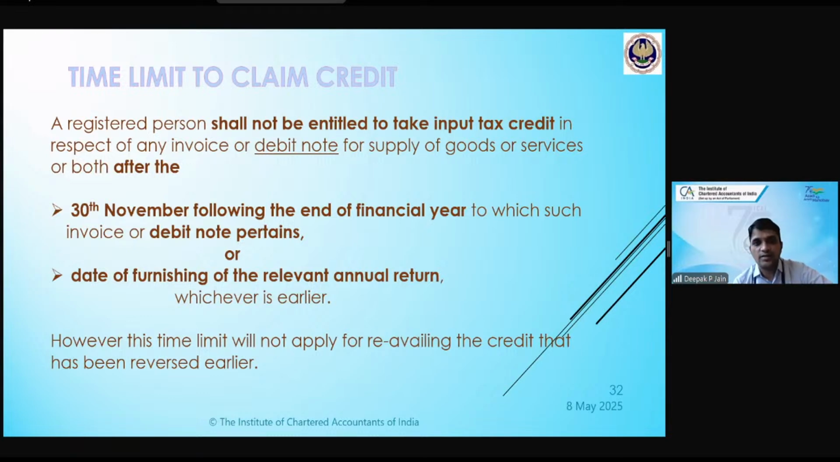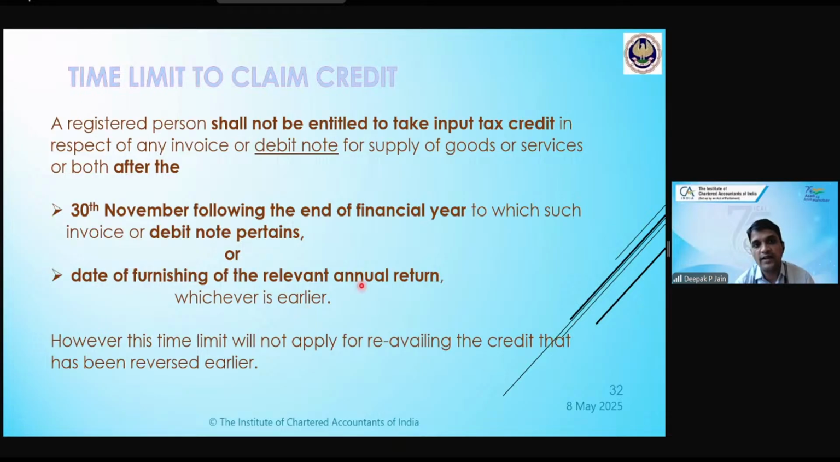A registered person shall not be entitled to take input tax credit in respect of any invoice or debit note for supply of goods or services or both after the 30th November following the end of the financial year to which the invoice or debit note pertains, or the date of furnishing the annual return, whichever is earlier. Right? Your supplier has given an invoice, until when can you claim it?